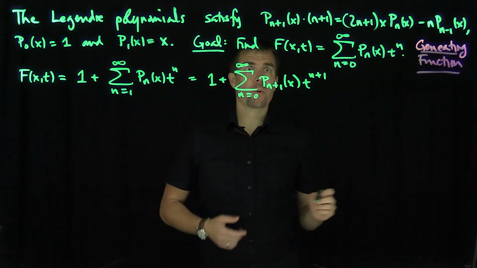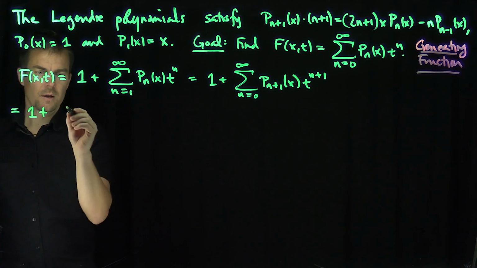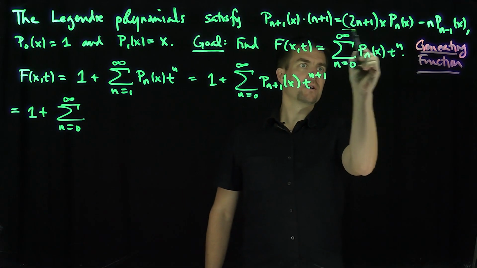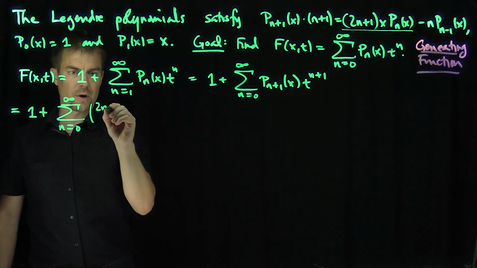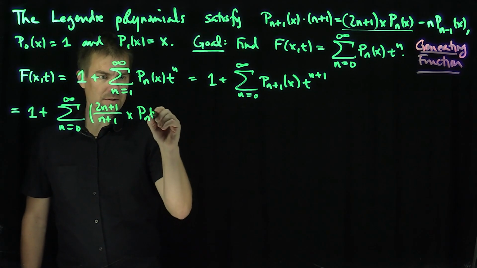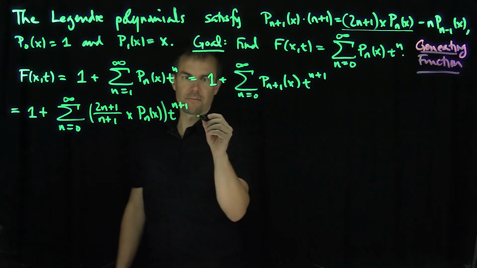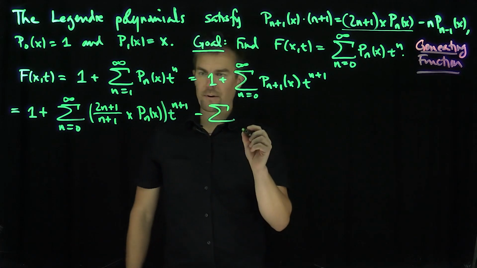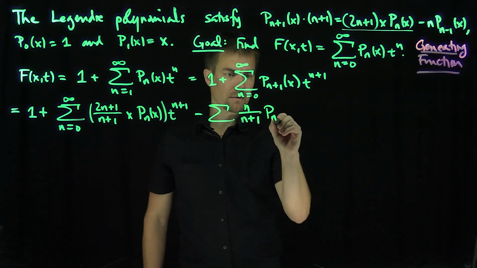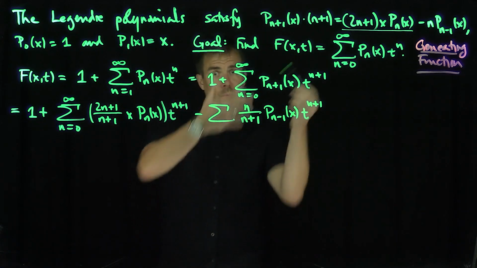Now I can use our recursion formula. So this expression is equal to 1 plus the sum, n goes from 0 to infinity. The first term I'm going to get is this term divided by n plus 1, so we're going to see (2n+1)/(n+1) x P_n(x) times t^{n+1}. That's the first term we get from this P_{n+1}. Then I'm going to have minus the sum of a negative n over n plus 1, so n/(n+1) P_{n-1}(x) t^{n+1}. So in other words, f(x,t) can be written in this form as well by my recursion relationship.